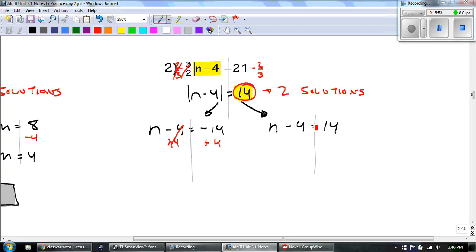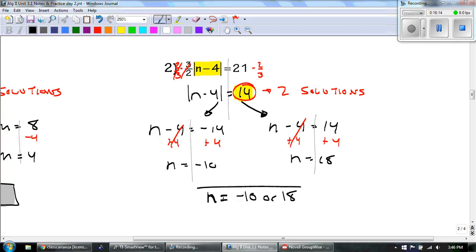All right, so we had to add 4 to both sides on both equations. So we get n equals negative 10 and n equals 18. So my final answer, I would say that n equals negative 10 or a positive 18.